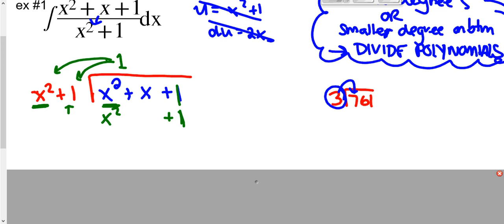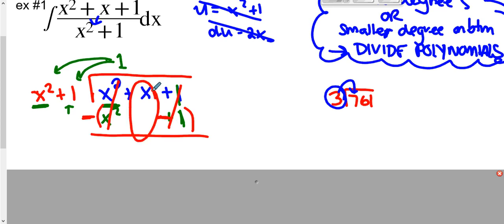Now remember, if you're going to do this, your next step is to subtract. So you're going to subtract x squared. Those are going to cancel. Also subtracting 1. Those will cancel. So the only thing that you have left is dropping down this x. Whenever you get to the end of your division, that's your remainder. So this is our remainder. So we have plus a remainder of x, and we write it over what we originally divided by.